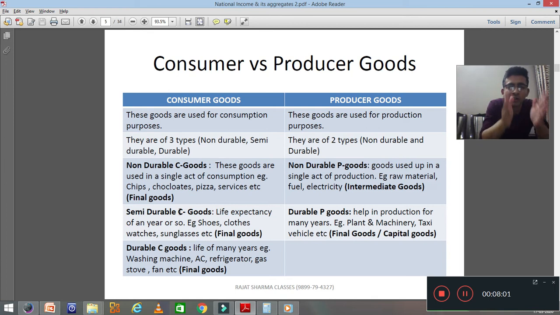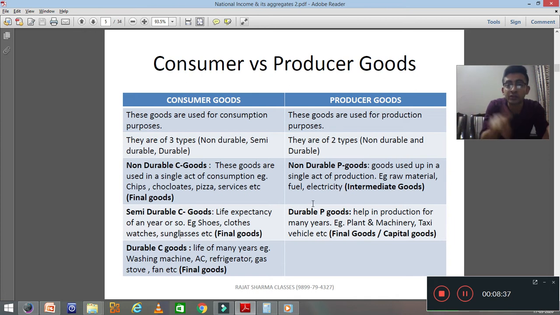So all the consumer goods that we're talking about, be it non-durable, semi-durable or durable, they all are final goods. Whereas talking about producer goods, there are two types. One is non-durable, one is durable. The non-durable producer goods are used in a single act of production. For instance, raw material, fuel, electricity, right? These things are used for production, and once they're used, they're done.